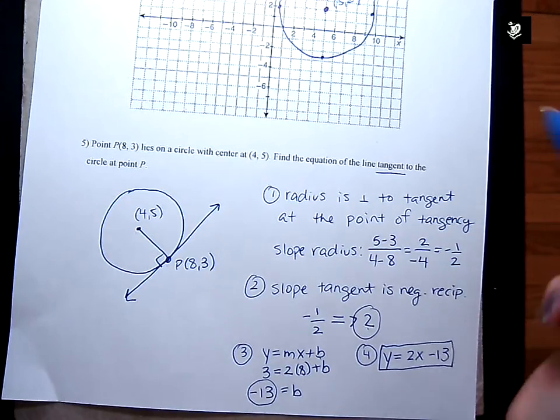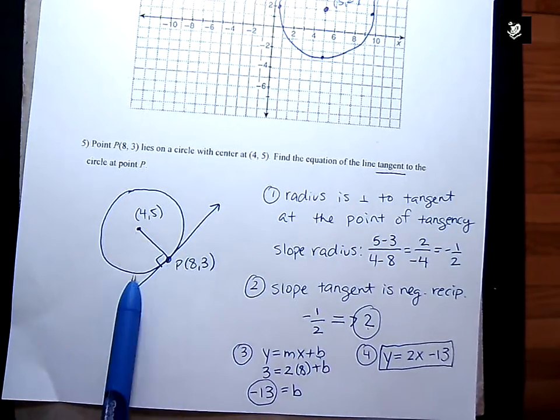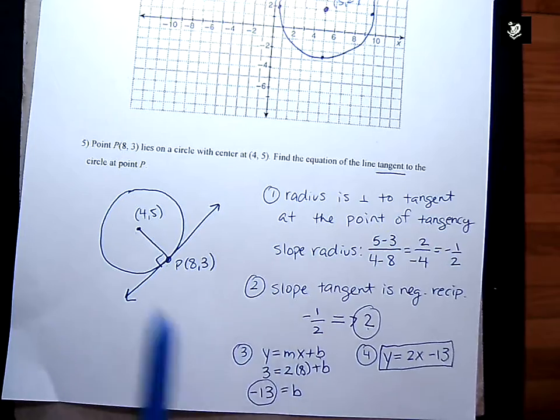You have to find its slope using the negative reciprocal, and you have to find the y-intercept by using the point of tangency.